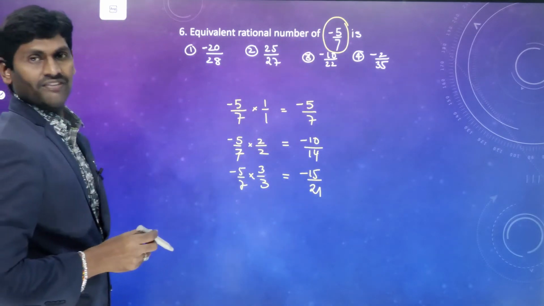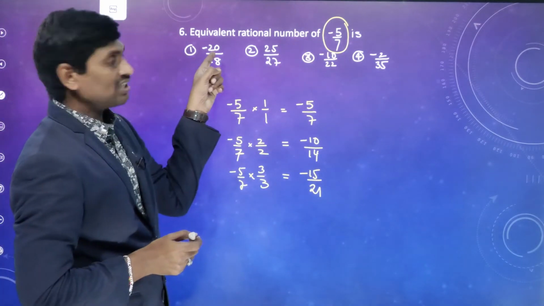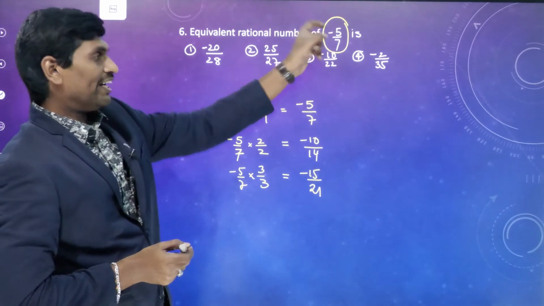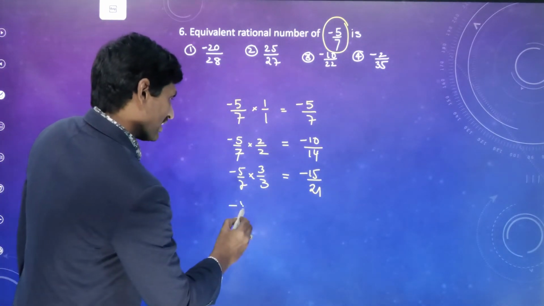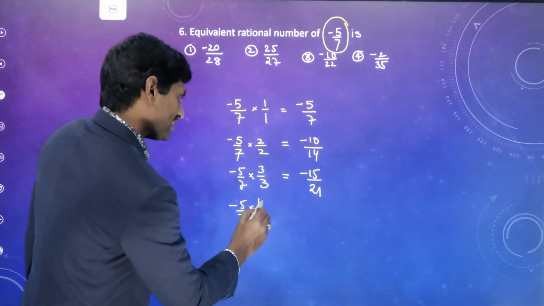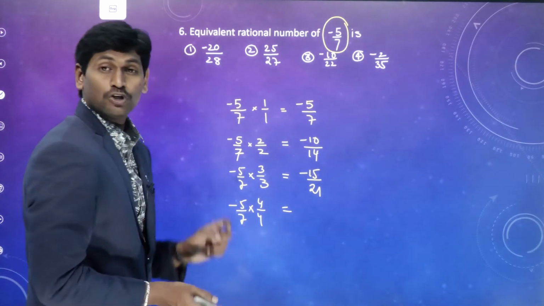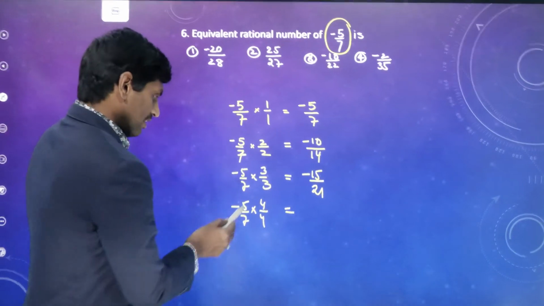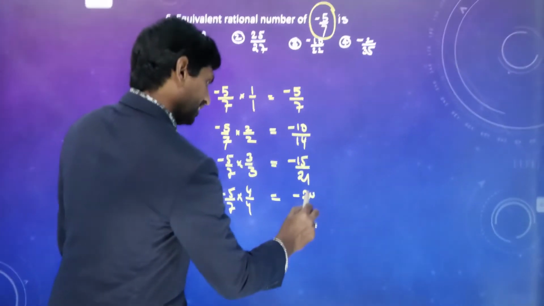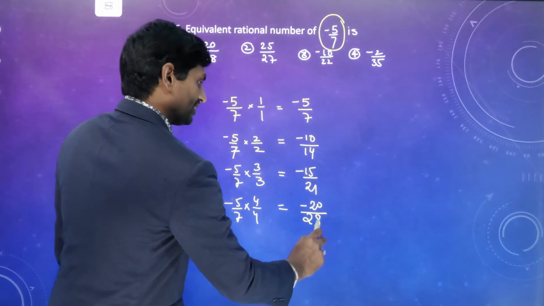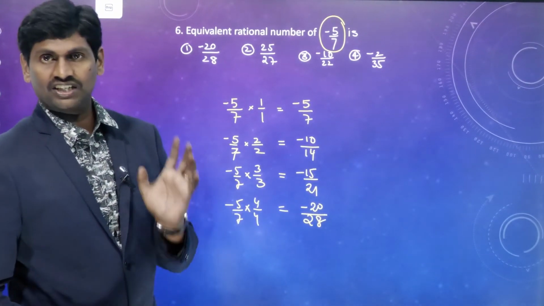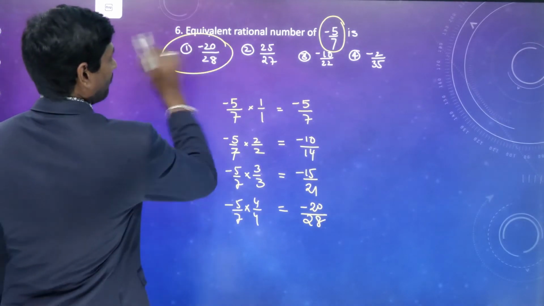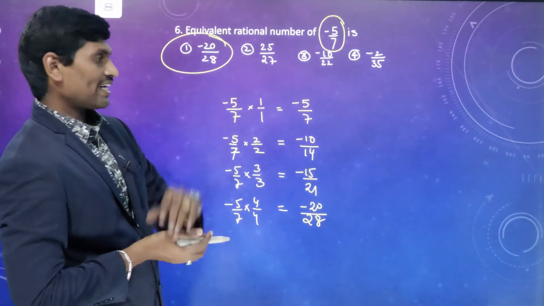Minus 5 by 7 is given. Once you observe the numerator 20, in the 5 table, how many times will 20 come? 4 times. That means the given fraction minus 5 by 7, just multiply with 4. That means both numerator and denominator: minus 5 into 4 is 20, 7 into 4 is 28. Yes, minus 20 by 28 is its equivalent fraction. First option. Let us go to the second option also.